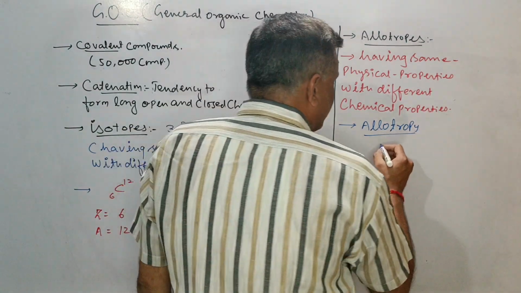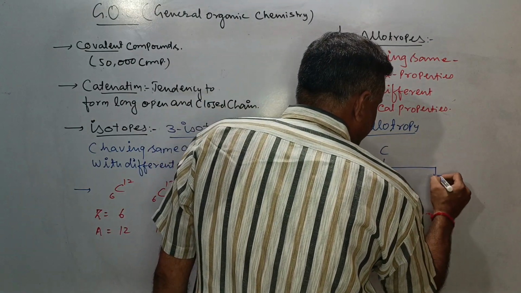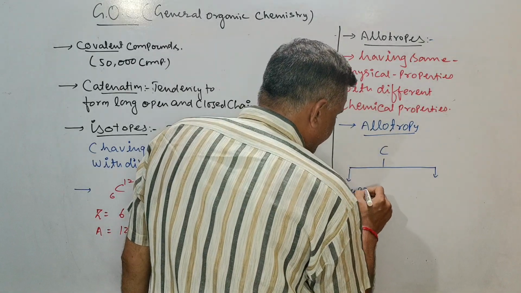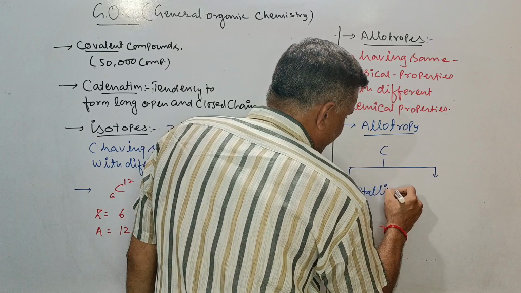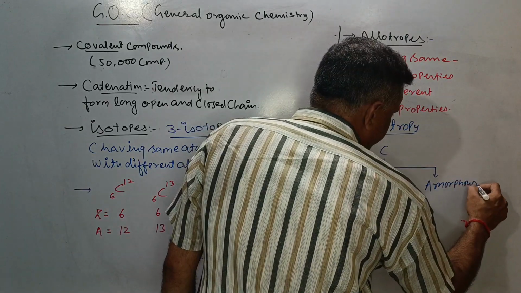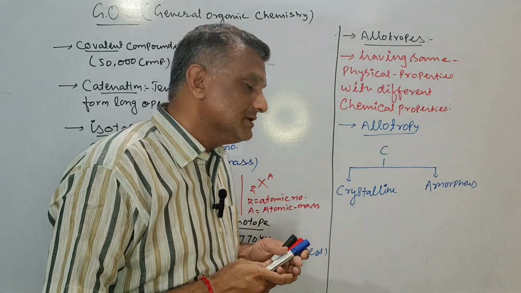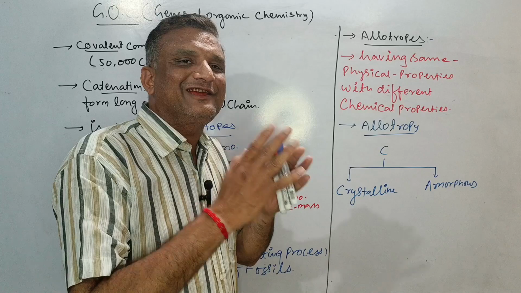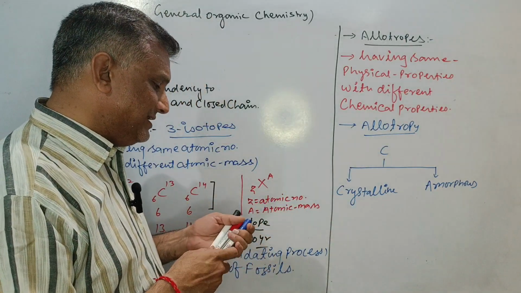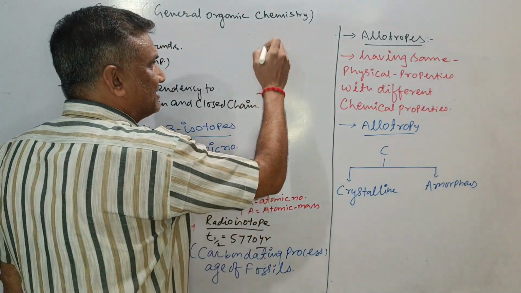If we go with the allotropes of carbon, then carbon exists in two allotropic forms. One is crystalline, the crystalline allotrope, and the other is amorphous. What is the difference between crystalline and amorphous? The crystalline form has a regular arrangement of particles. You can learn about crystalline and amorphous like this.